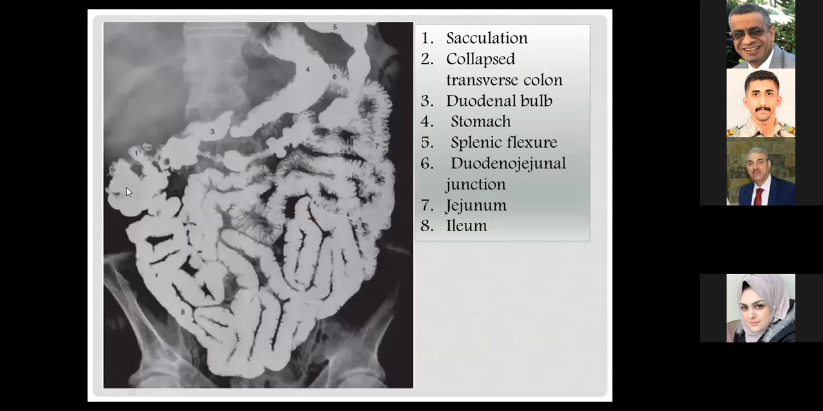Here we have a picture. Here we can see the circulation. We can see a collapsed transverse colon. We can see the duodenal bulb or cap. This is the stomach. This is the splenic flexure. There's the duodenojejunal junction, and this is the jejunum, and this is the ileum. This is a barium follow-through. So it is showing the stomach, duodenum, and the small intestine, and even the colon.